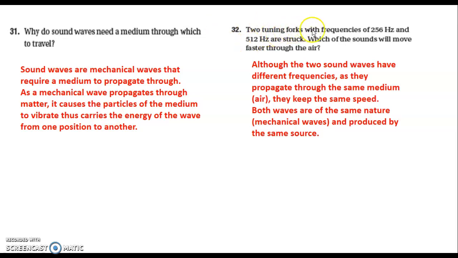Two tuning forks with frequencies of 256 Hz and 512 Hz are struck. Which of the sounds will move faster through the air? Although the two sound waves have different frequencies, as they propagate through the same medium, which is air, they keep the same speed. Both waves are of the same nature, both are mechanical waves, both are sound waves, and are produced by the same source.